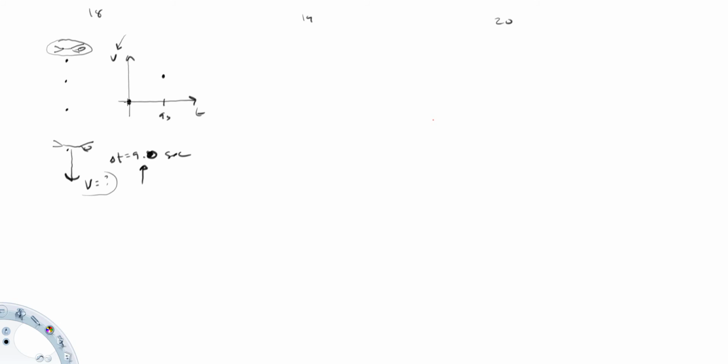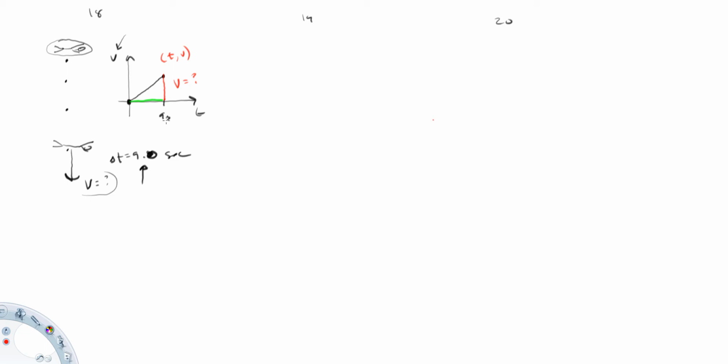And then we will make our standard constant acceleration assumption. On our graph, this distance is the 9 seconds. This distance represents the unknown velocity. We don't know what that is. The coordinates here would be t and v, or 9 and v. So there's our velocity graph.